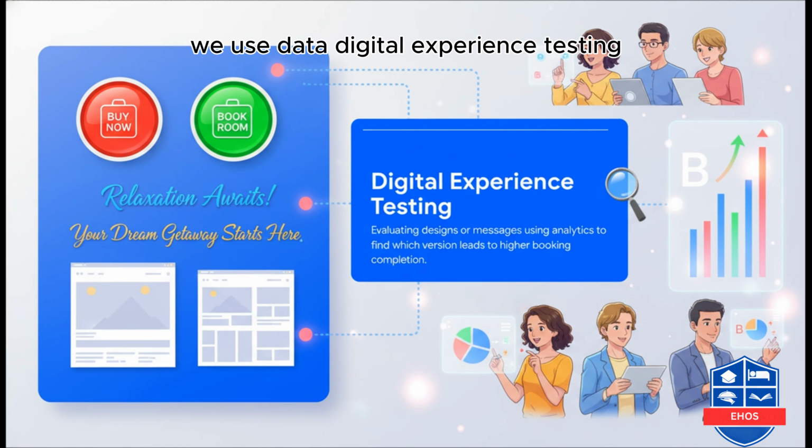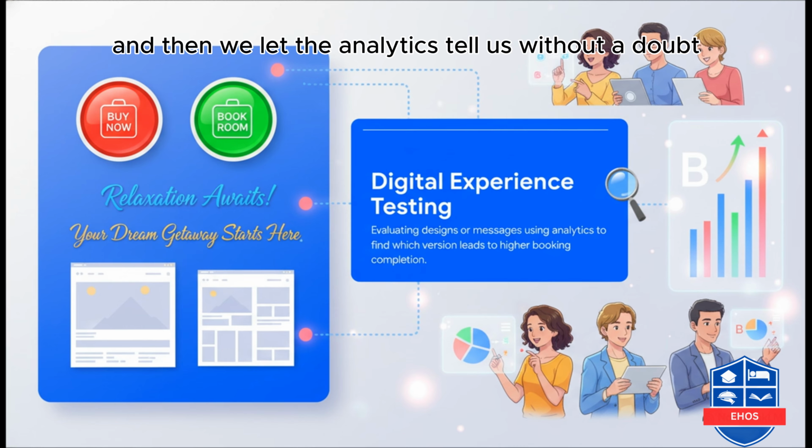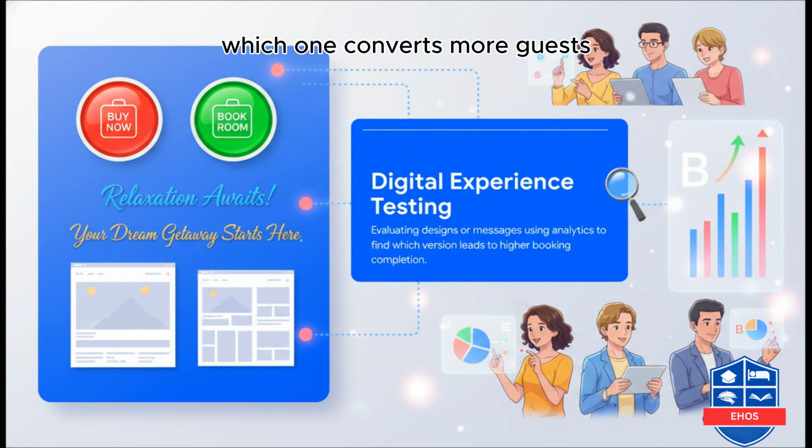Well, we use data. Digital experience testing, you might also hear it called A/B testing, is how we validate our changes. We can test two different button colors, two different headlines, or two different page layouts, and then we let the analytics tell us, without a doubt, which one converts more guests.